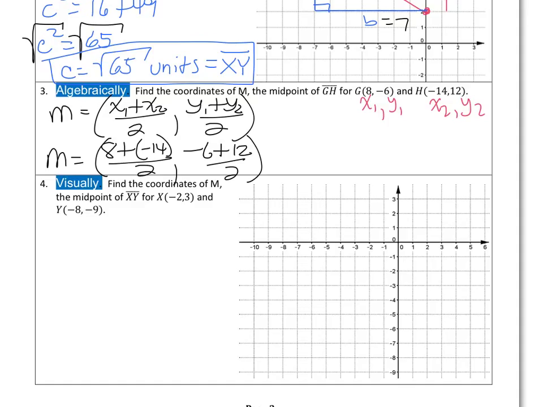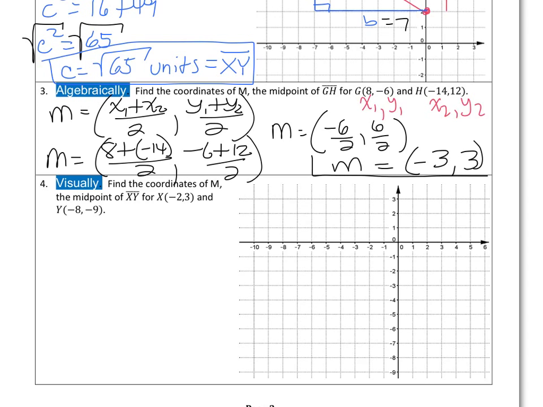8 plus a negative 14 is going to equal a negative 6. Negative 6 plus 12 is a positive 6. So our midpoint in this case, M, is going to be located at (-3, 3). That's its location. So that's the algebraic approach using the formula. Now let's practice a visual approach.